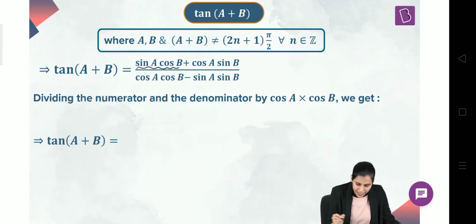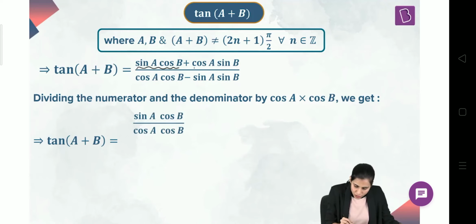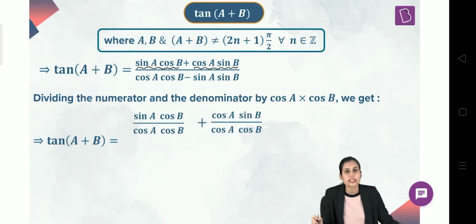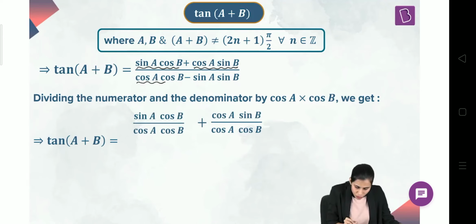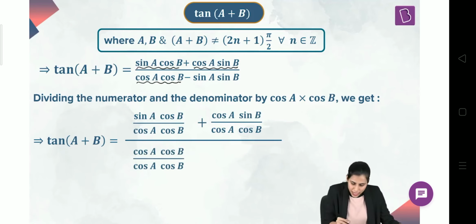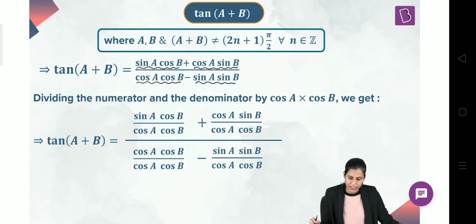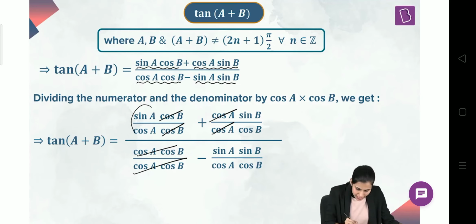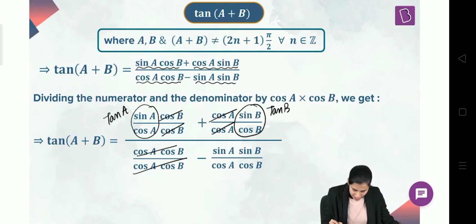Sin A cos B divided by cos A cos B plus cos A sin B divided by cos A cos B, upon cos A cos B divided by cos A cos B minus sin A sin B divided by cos A cos B. Because cos A individually is non-zero, cos B individually is non-zero, I can cancel this out. Further, this also cancels out. What am I left with? Sin A upon cos A is tan A. Sin B upon cos B is tan B. This is nothing but 1.